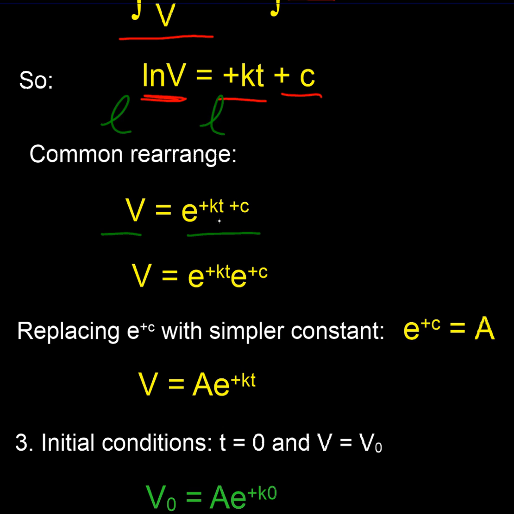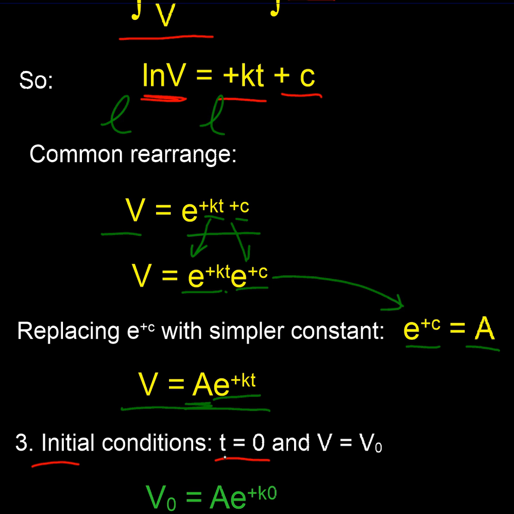There we go. But of course, if I'm adding two powers together, I can split that out into multiplication, can't I? So I've got e to the kt times e to the c. Well, e to the c is just a pretty complex way of saying a constant, isn't it? So I'm going to replace e to the c with an a. And if I do that, I can write this equation as v equals a, some constant, times e to the kt. Okay. What's my next step? Well, I want to deal with my initial condition.